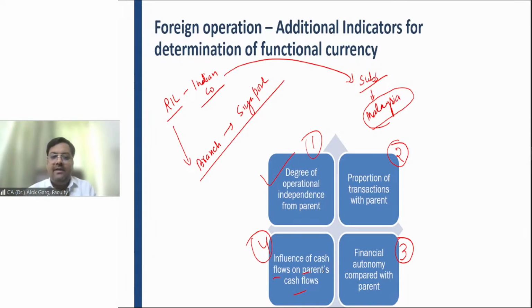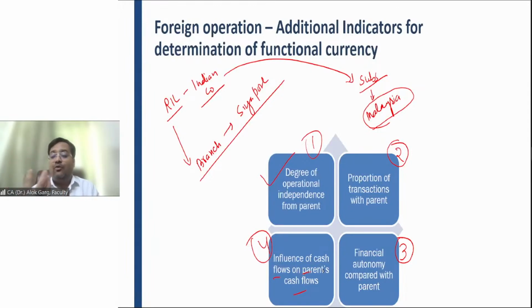So it means this foreign operation is considered as an extension to the reporting entity. Why have I created a branch? Just because I want to expand my business, right? What is the proportion of transactions with the reporting entity? The majority of the operation is with the reporting entity.